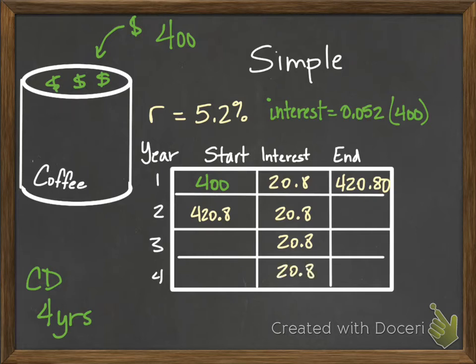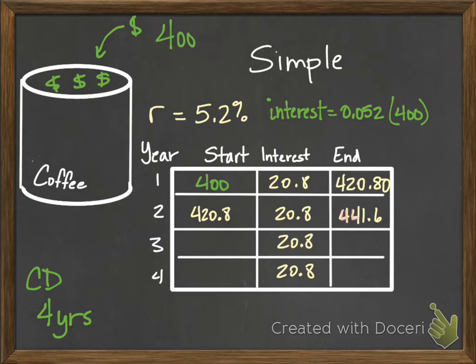That's where this is different from compound, you'll see in a minute. So then at the end of year 2, I just take my starting value for year 2, which is 420.8, and then I add 20.8. So now I have $441.60. So that becomes my new start value.